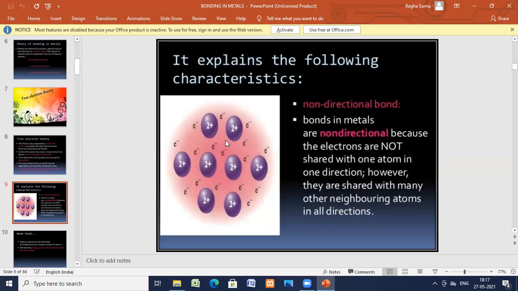It states that the ratio of the thermal conductivity K to the electrical conductivity sigma of a metal is constant at a given temperature. K by sigma is equal to C into T.